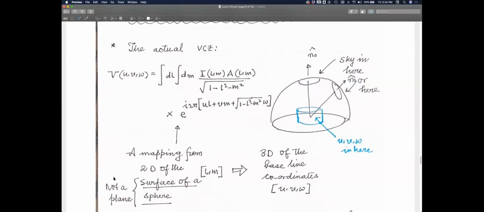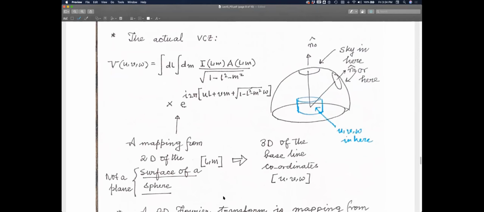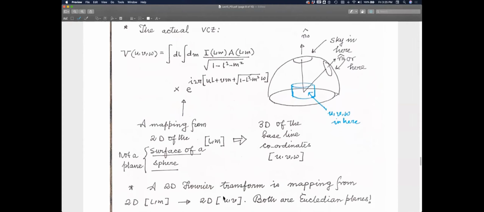I mean, if you look at it this way, there is no relation of this with Fourier transform. A Fourier transform is a mapping of a two-dimensional flat plane to a two-dimensional flat plane. Flat means Euclidean. Here, one plane is not flat, and the mapping is from 2D to 3D. Okay, so this should ring a bell very loud to you, and you should see what we can do.